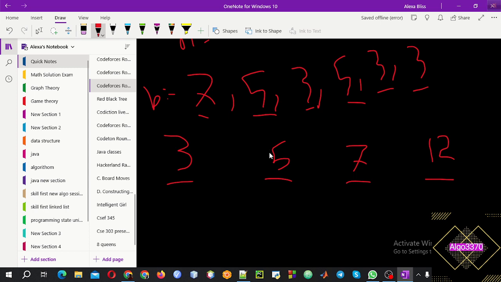Why? We will get 3 by comparing with this 3. By comparing with this, we can also get another 3. We can get another 3 from here. We will get a 5 from here and get another 5 from here.